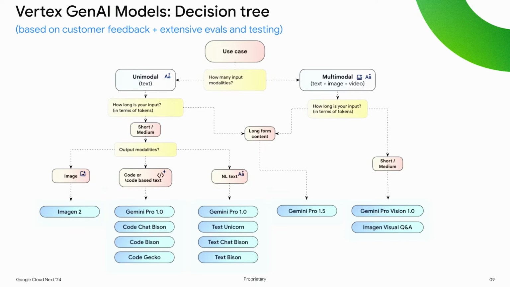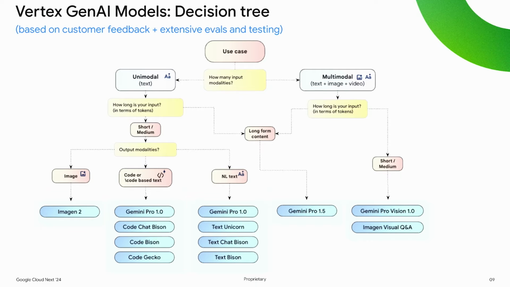So I'm not going to go into detail through the entire decision tree. This just lays out how to think in a functional way about which Gemini models to use, or sometimes which models from the Palm family to use, and how to align them with the functional criteria of your use case.